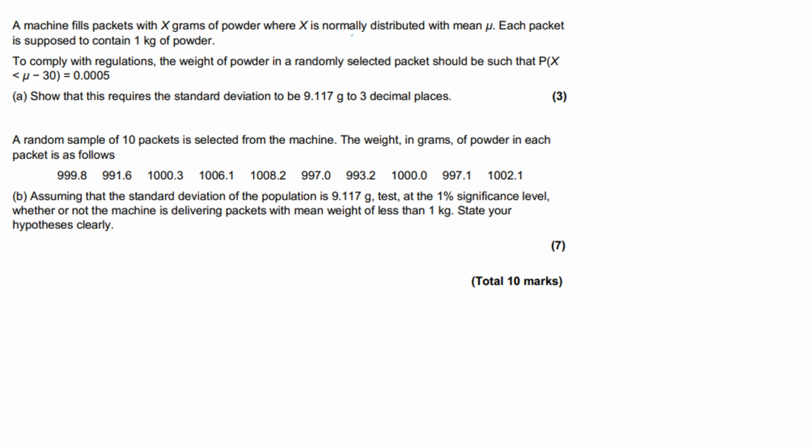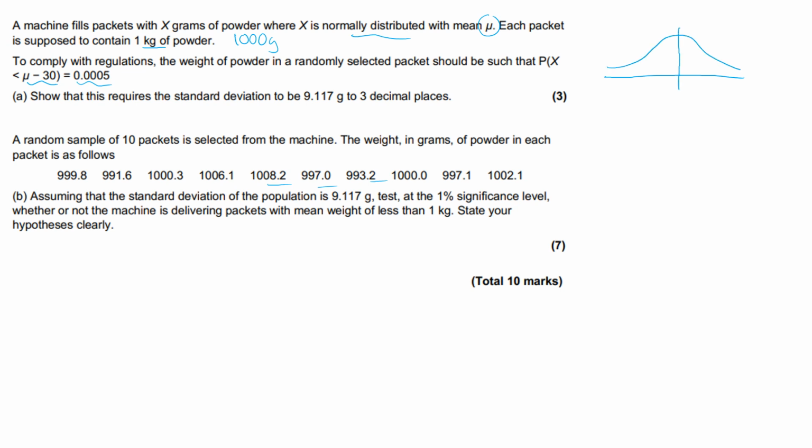The next question is a normal distribution question. We don't know what the mean is, but each packet is supposed to contain 1 kilogram of powder. All these weights down here are in grams, so that's going to be 1,000 grams. To comply with regulations, each packet should be selected so that the probability that a packet contains a weight 30 down from the mean is 0.0005. So let's put that information on our bell-shaped curve.